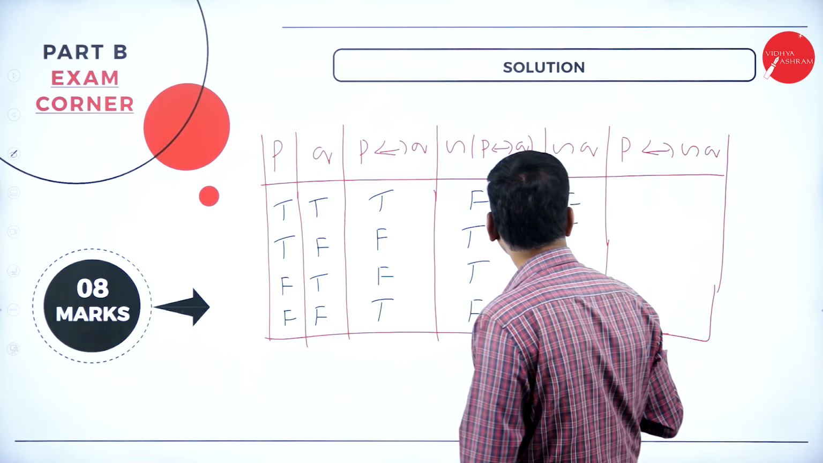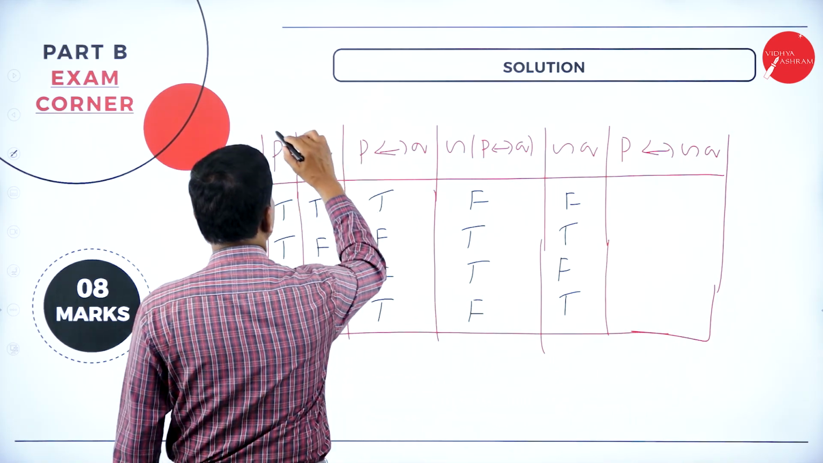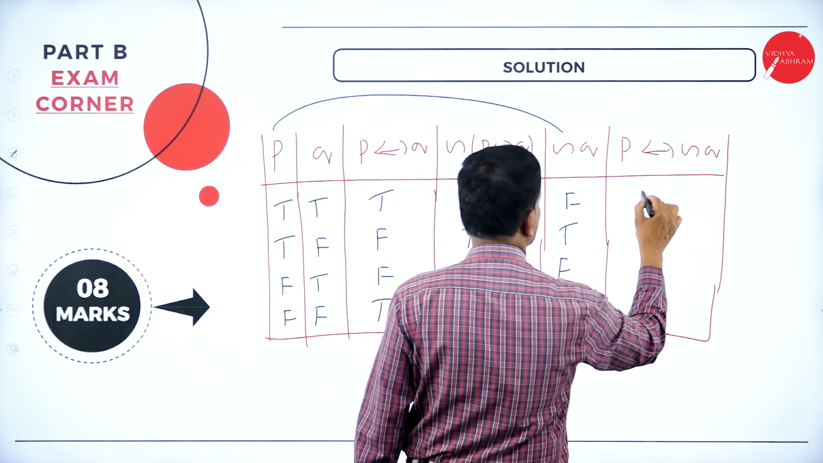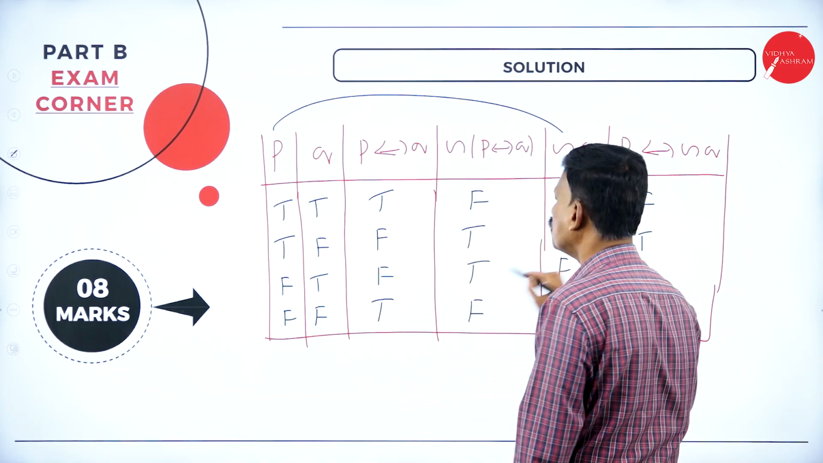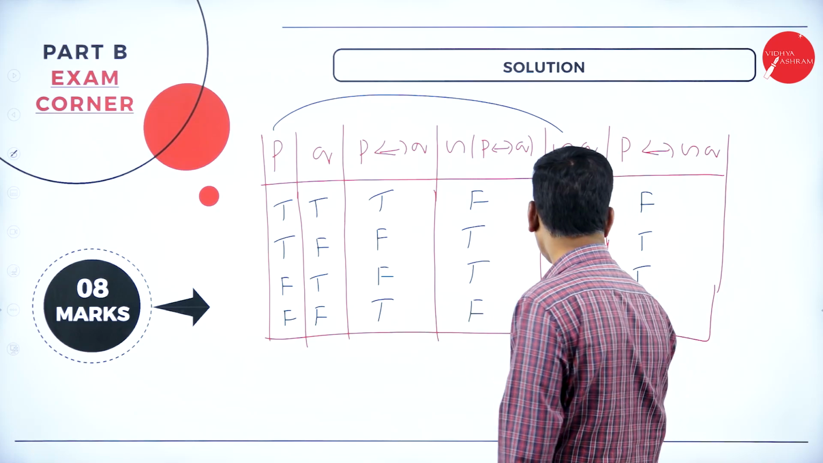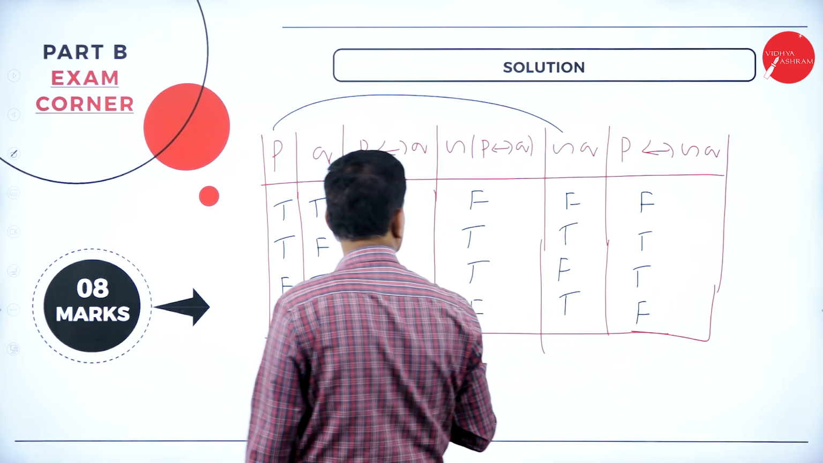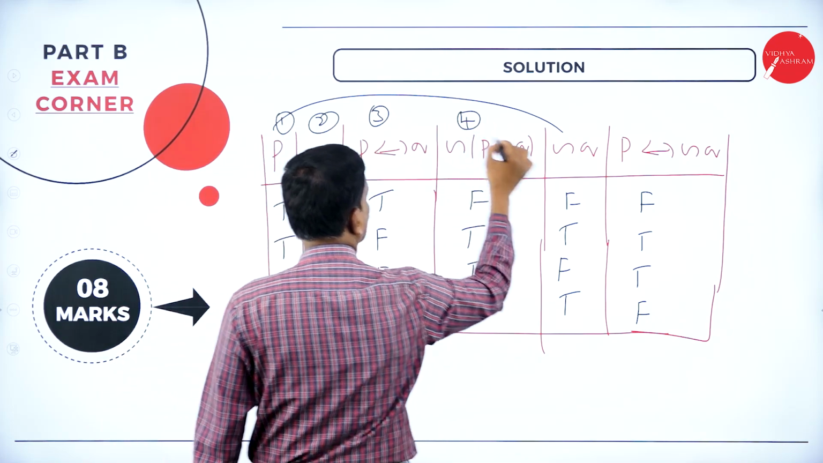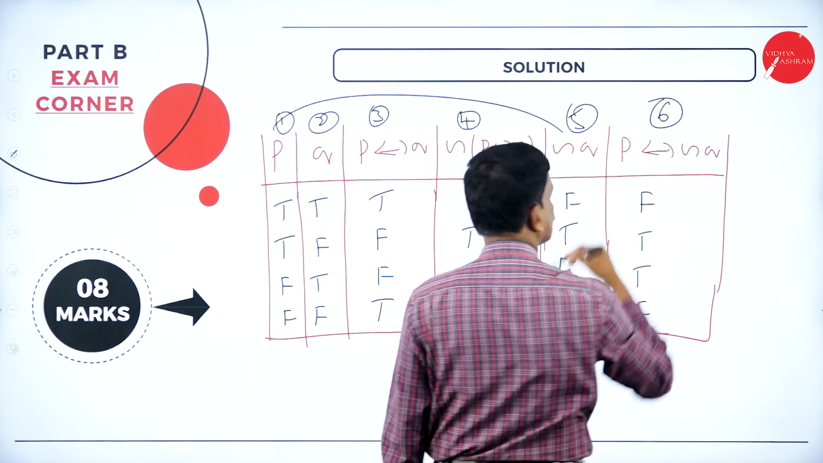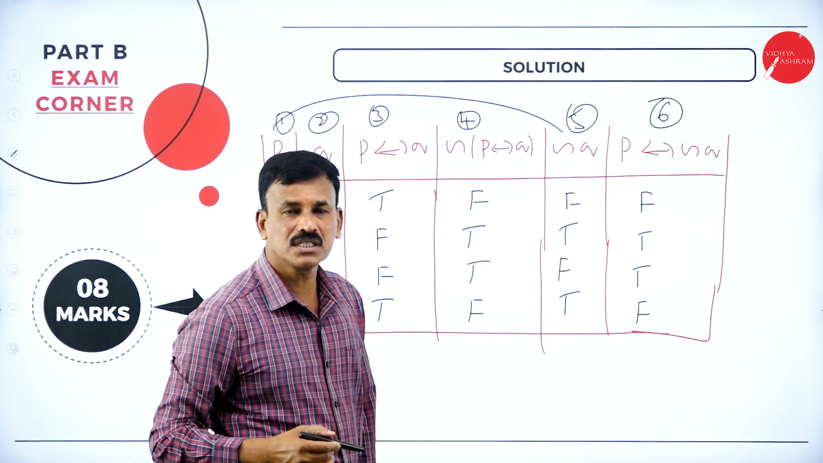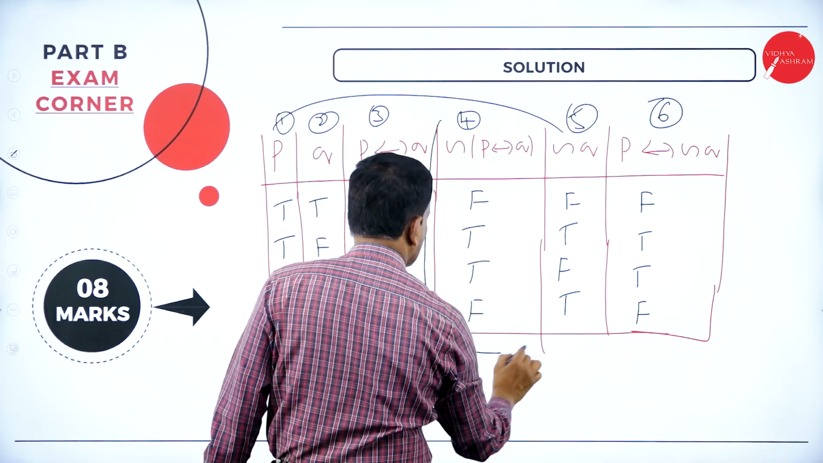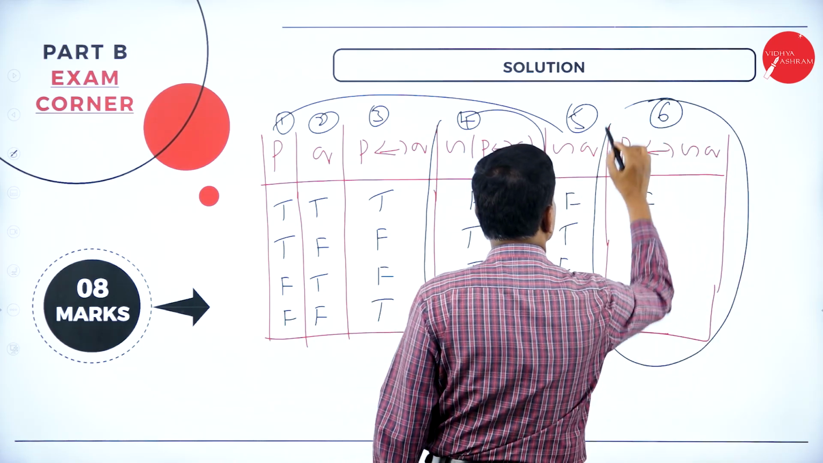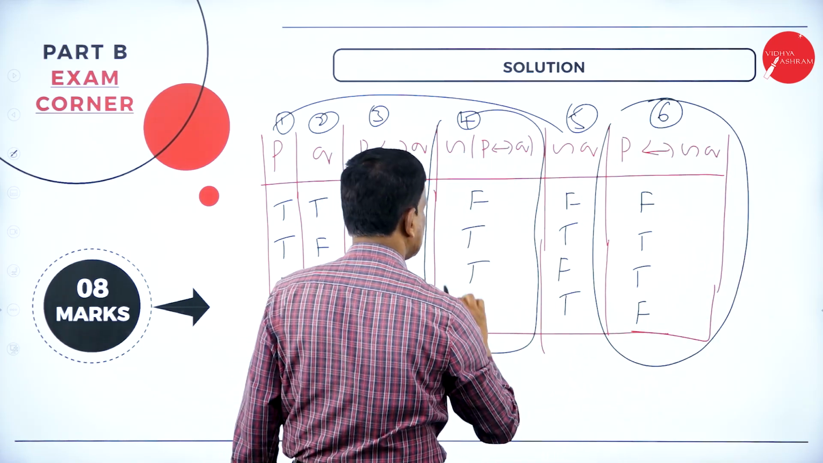This is the negation. Write down the biconditional for P and the negation of Q. True and false is false, true and true is true, false and false is also true, false and true is false. Now, write this as first column, second column, third column, fourth column, fifth column and sixth column. Just observe the truth values in the fourth column. In the fourth column we have F, T, T, F. In the sixth column also we have F, T, T, F.